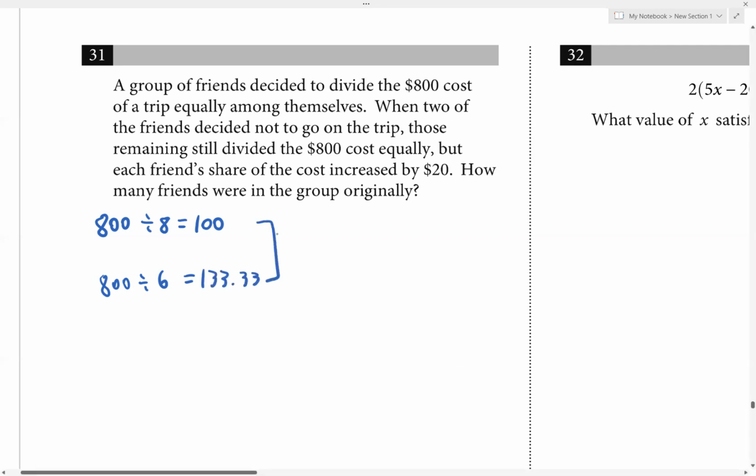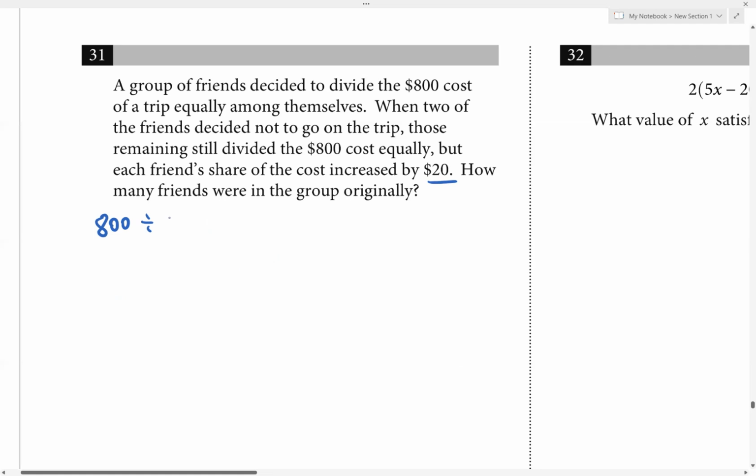So the difference here, see, the cost increased from 100 to 133.33. So it's not an increase of 20. It's very close, it increased by $33, but it's not exactly 20. Okay, so you have to try another number.